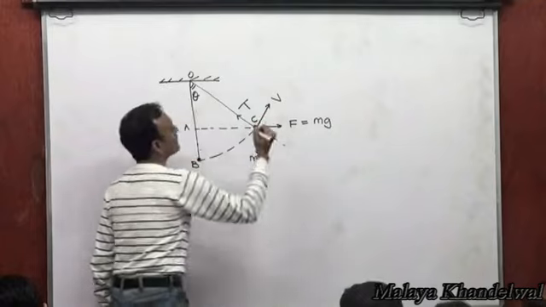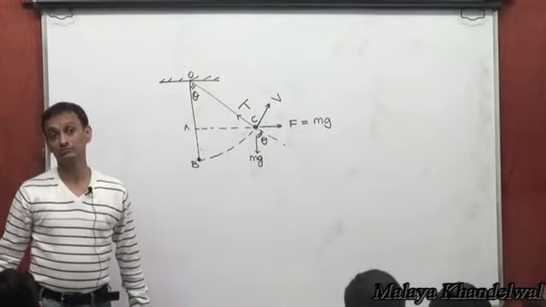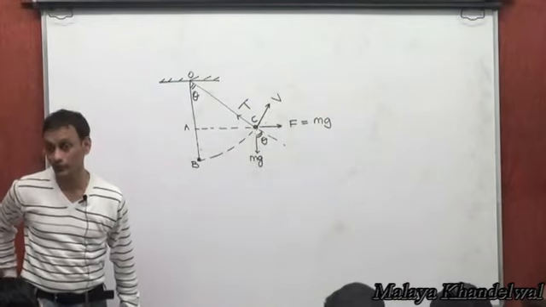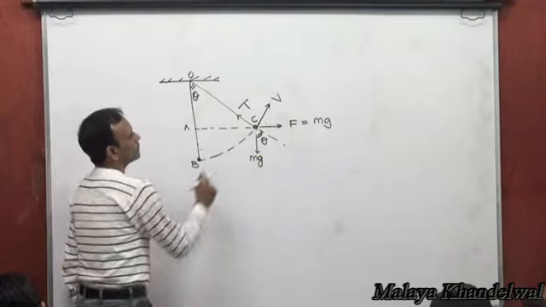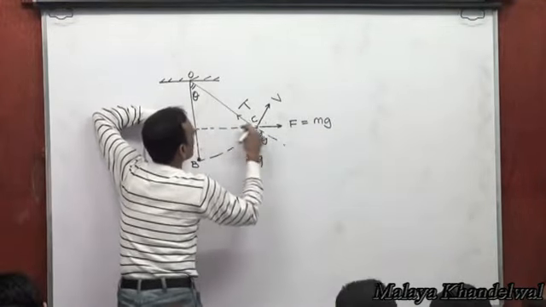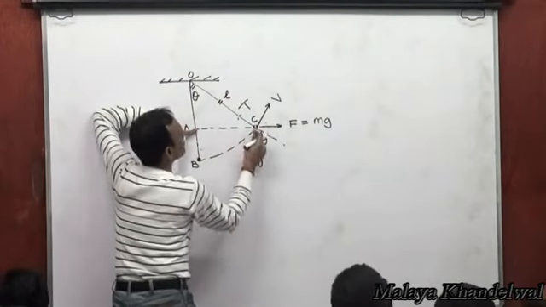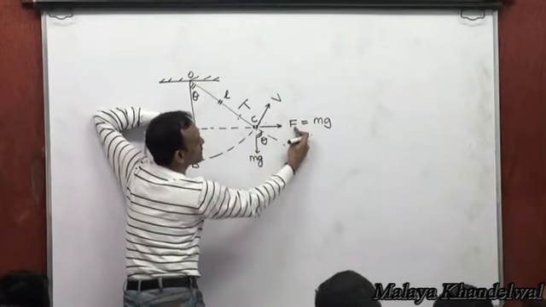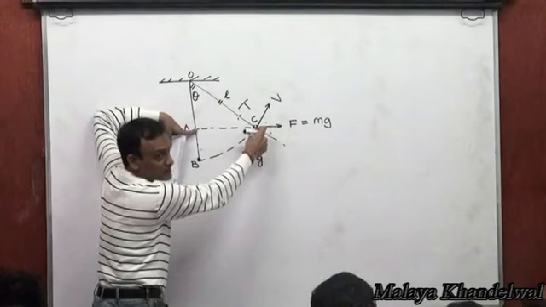So between B and C, can I not apply the work energy theorem between B and C? So the work done by this force F is force into displacement of this point in the direction of this force. That is, if this length is L, then this is L sin theta. So the work done by force F is going to be mg into L sin theta, right? That's the work done by F.